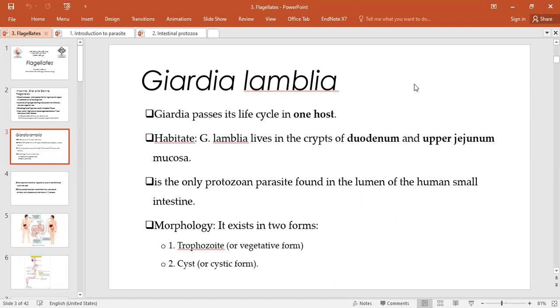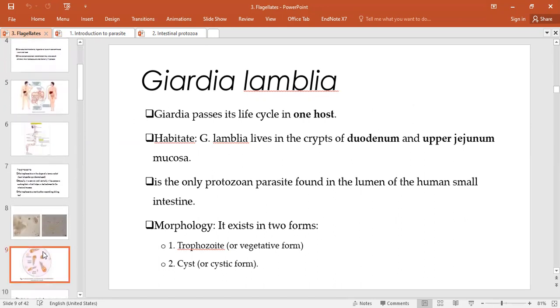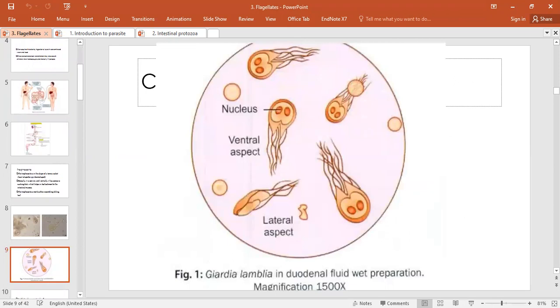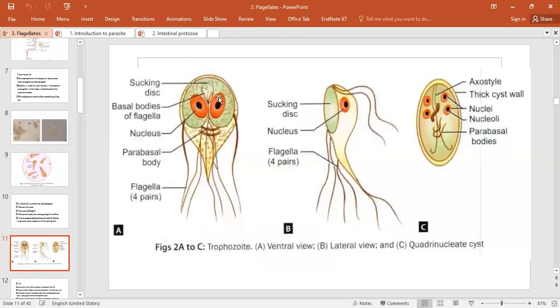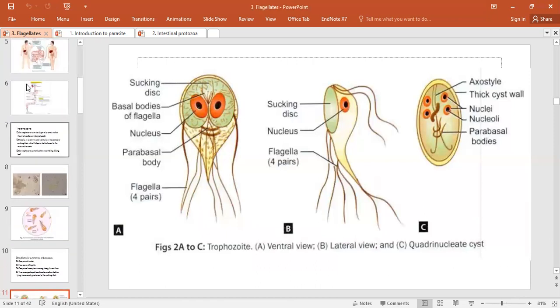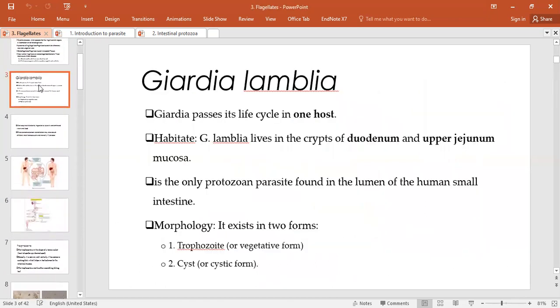It attaches to the duodenum and the upper duodenum of the mucosa by means of sucking discs, ventral discs. Here is the ventral aspect where we see these sucking discs, in the green color. It's called the sucking disc. It attaches the Giardia to the mucosa wall of the duodenum and the upper small intestine. It is the only protozoan parasite found in the lumen of the small intestine.